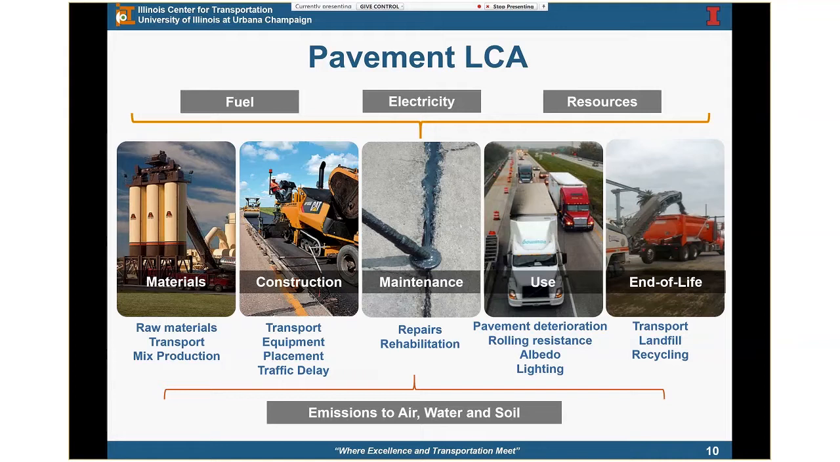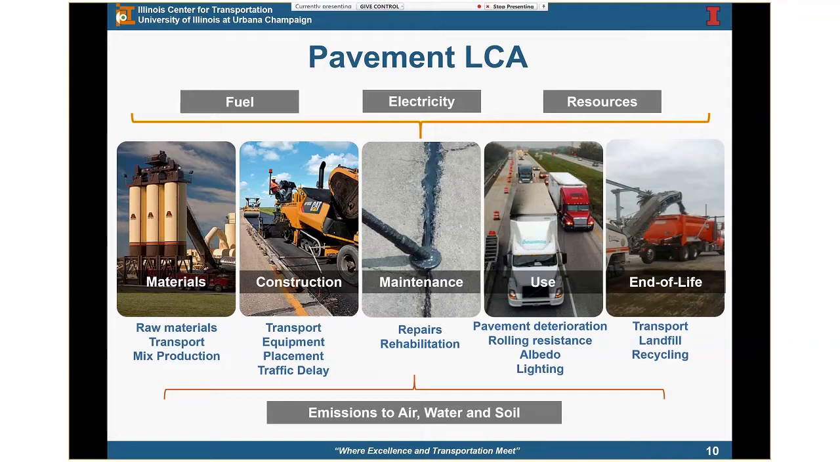And each one of them involves so many different processes. For example, the raw materials involve so many activities that have the input and the output that I talked about, the transportation, the mix production. Then you go to the construction. There's much equipment involved in the construction, transferring the materials to the site, placing the material, then the traffic delay during the construction. Then during the life of the pavement, there is the maintenance and rehabilitation and repair, and all of that involves transportation, involves materials, and so on.